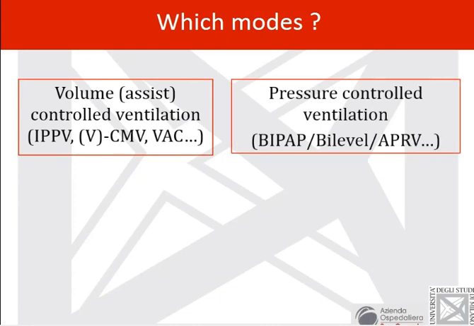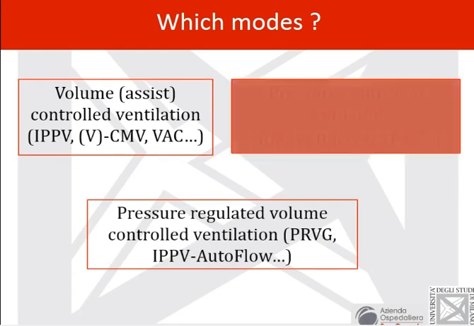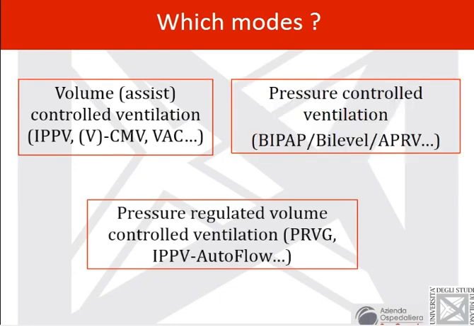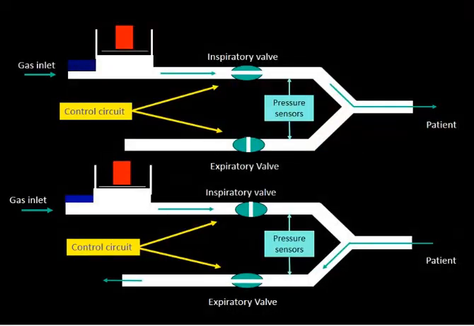Okay, so let's move to pressure control. In pressure control, the rules do not change. The ventilator has still the same valves inside. The ventilator is exactly the same, works exactly on the same principles, except that the pressure sensors that are on the inspiratory and expiratory limb are now providing a feedback to the control circuit so that the ventilator delivers the flow which is necessary to achieve the pressure you set.